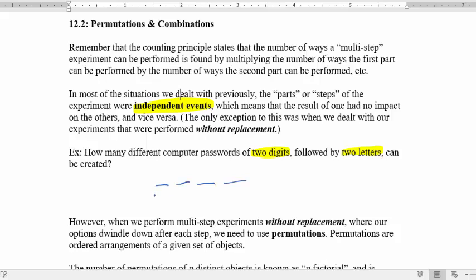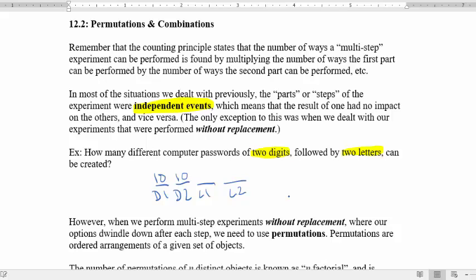So the first slot would be for the first digit, that's digit 1. Then the second slot would be for the second digit. Then the third slot would be for the first letter, and then the last slot would be for the second letter, right? And then you just had to see how many choices you had at each of these steps. So there's 10 digits, right? 0 through 9. So you'd have 10 options for the first digit. They don't say anything about how you can't reuse a digit, so we would still have 10 options for the second digit. And then for the letters, well, there's 26 letters.